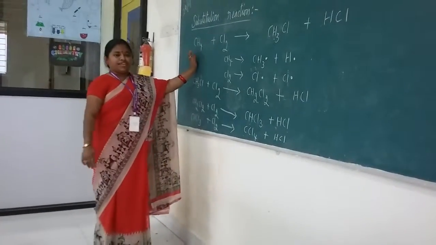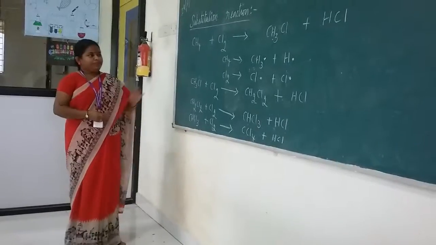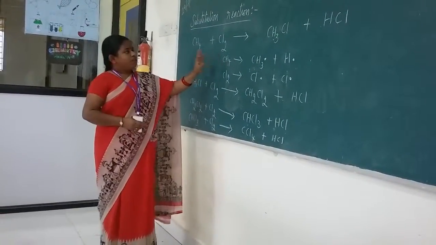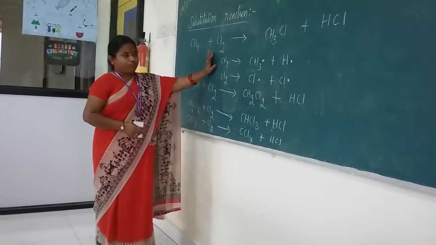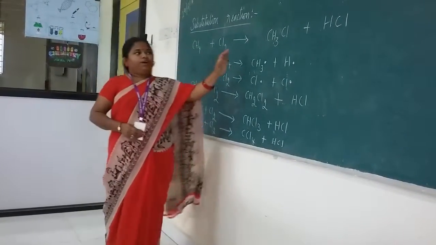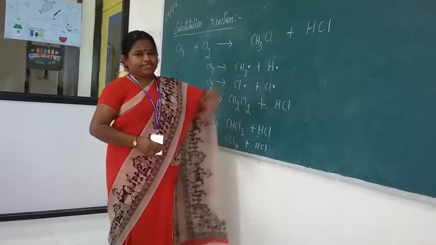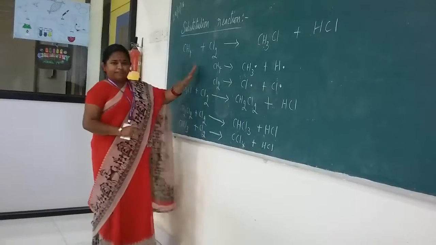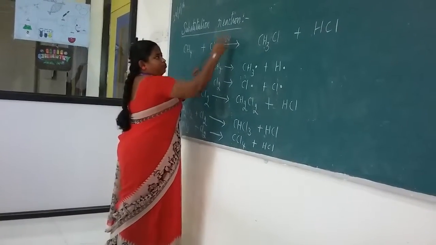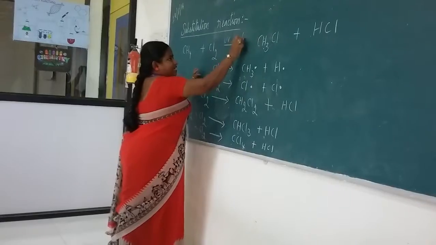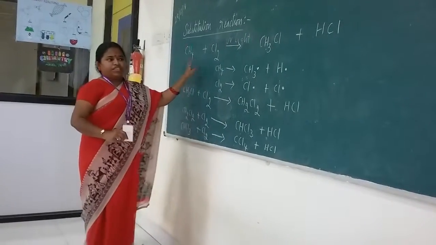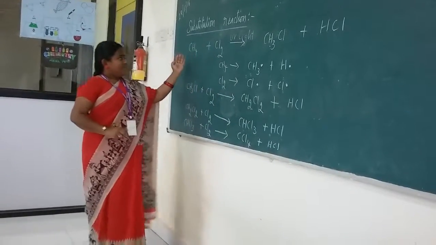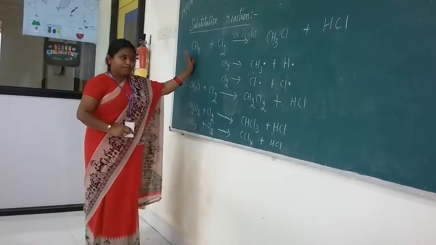So here if you take methane as an example, and when it reacts with Cl2, chlorine. When it reacts with a chlorine molecule, this gives you methyl chloride and HCl. But this reaction will happen in the presence of UV light or sunlight. So when these two react, they will give methyl chloride. In this case, chlorine replaces a hydrogen atom from methane.